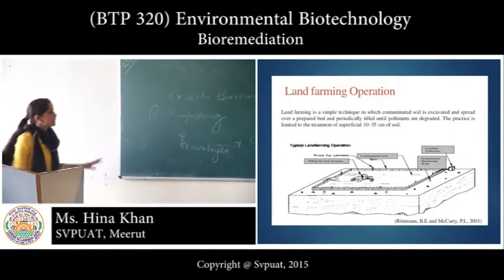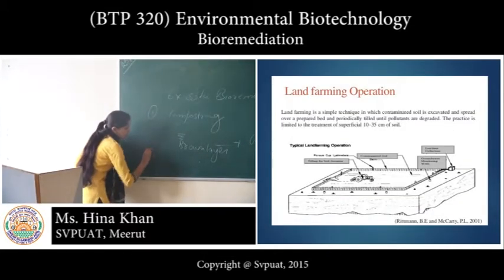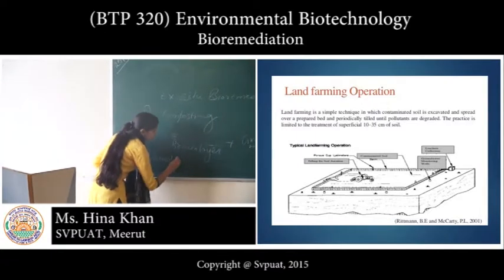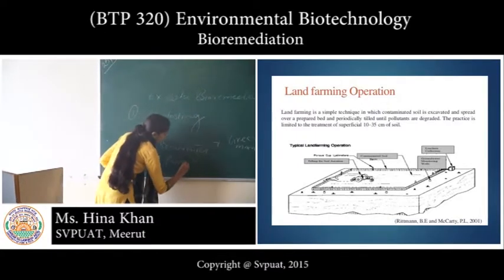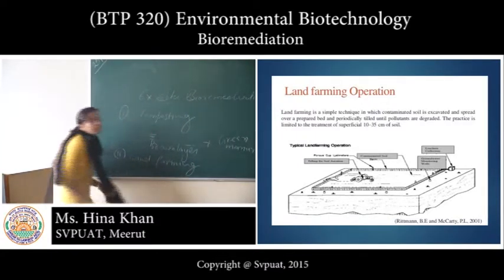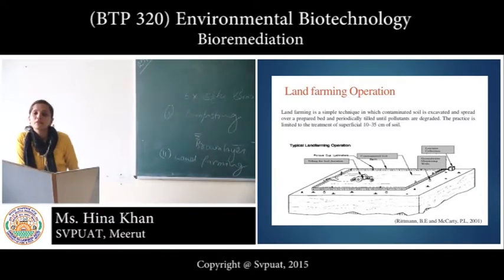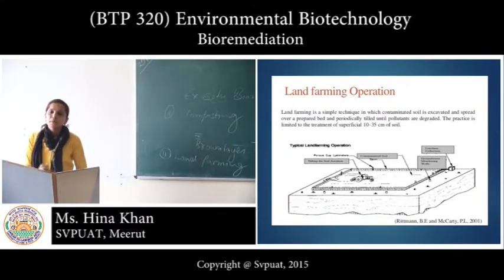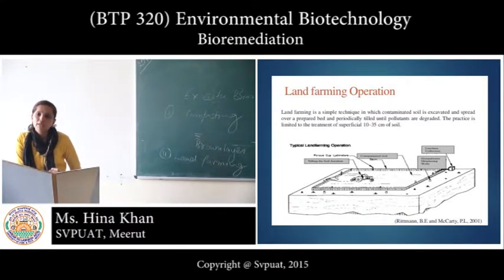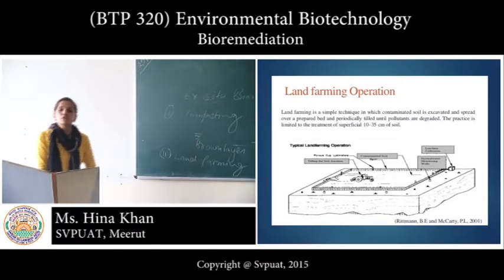The second one is land farming. It is also a very important process in ex situ bioremediation. Land farming is a simple technique in which contaminated soil is excavated and spread over a prepared bed and periodically tilled until the pollutants are degraded. The practice is limited to the treatment of superficial 10 to 35 centimeters of the soil.